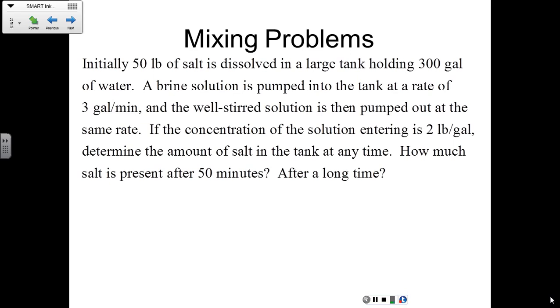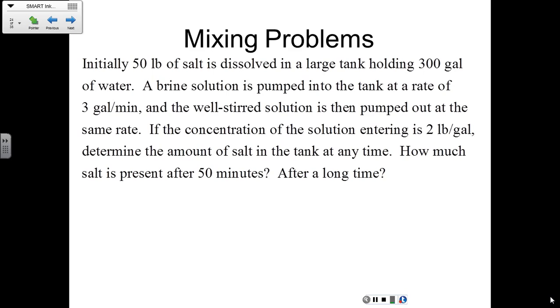A brine solution is then pumped into the tank at a rate of 3 gallons per minute. And the well-stirred solution is then pumped out of the tank at the same rate. So at the same time, we're going to start pumping salt water in at a rate of 3 gallons per minute and out of the tank at 3 gallons per minute. So you've got this water mixture going, and it's coming in at one rate and going out at the same rate. Okay?